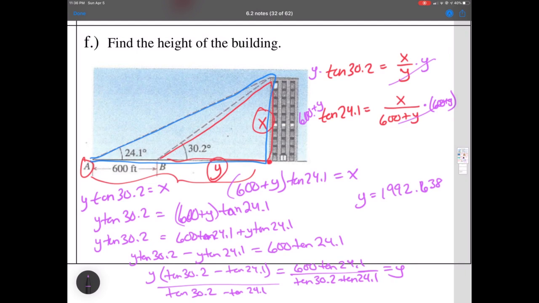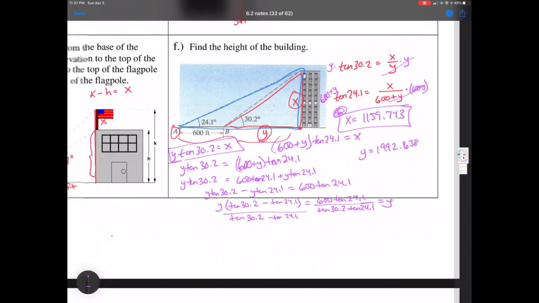x is given as y times the tangent of 30.2. So 1992.638 times tangent of 30.2. And that gives me the height of the building, 1159.743. So this is your final answer. Remember to set up the ratio with the two triangles, your tangent opposite over adjacent, and then solve for one of the variables, set them equal to each other, and just distribute and solve at that point. This is actually similar to what we did when we did inverses of rational functions.